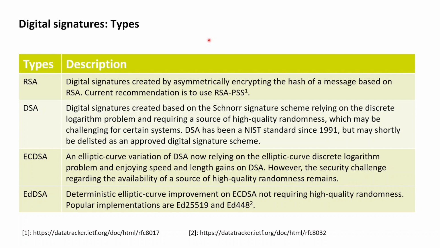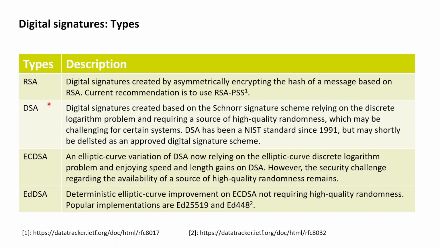There are a couple of different types of digital signature systems. One key type is the one we just had a look at, which relies on the asymmetric encryption of hash values. This asymmetric encryption takes place with RSA, and the current recommendation is to use the probabilistic RSA digital signature scheme RSA-PSS, which introduces randomness into the creation of the digital signatures, which is required to really provide security to the digital signatures created.